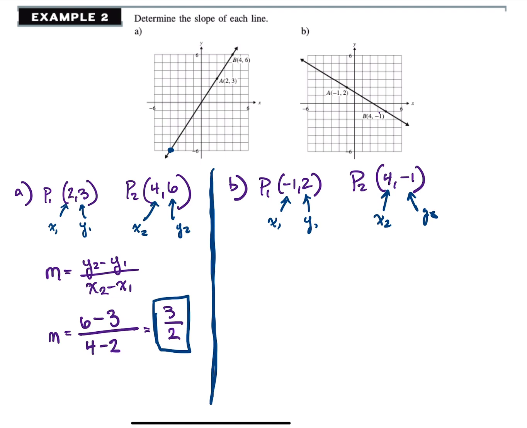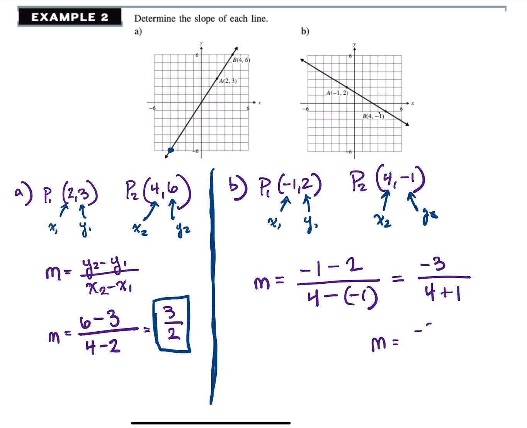So let's plug into our slope equation. y2 minus y1 would be negative 1 minus 2 over x2 minus x1. That will be 4 minus negative 1. I'm going to put that in parentheses just to remind myself that the double negative is going to cancel. So negative 1 minus 2 is negative 3. And 4 minus negative 1, the double negative will turn that into a positive 1. It's really 4 plus 1. So our slope should be negative 3 over 5.